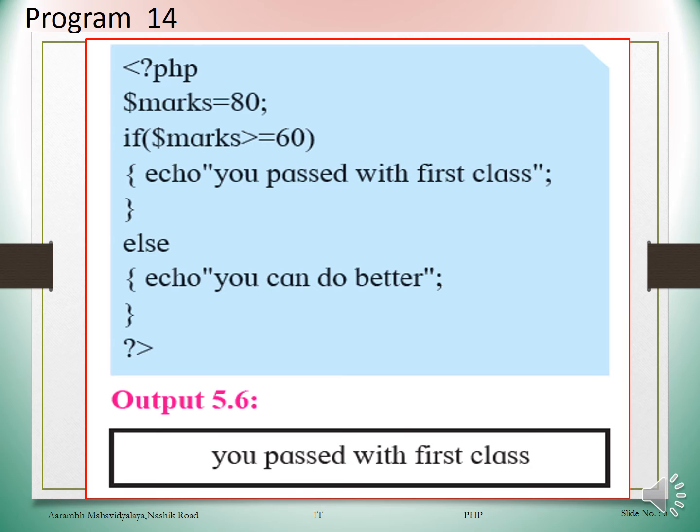But now we know that the marks variable has the value 80, and we entered the value 60. Naturally 80 is greater than 60. Therefore, our output will be you passed with first class. This is the use of if else.